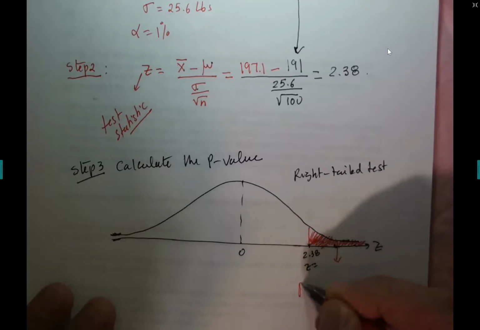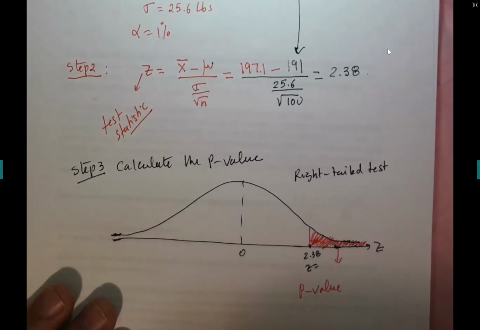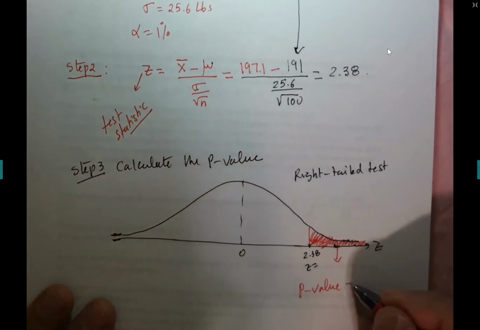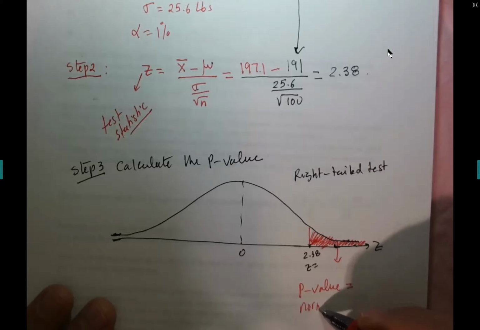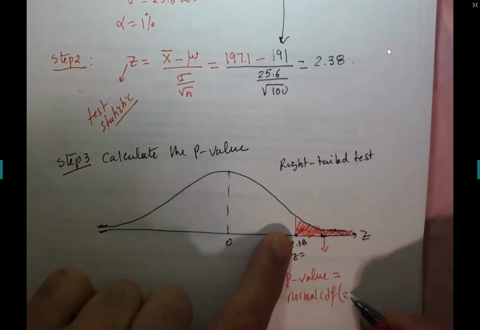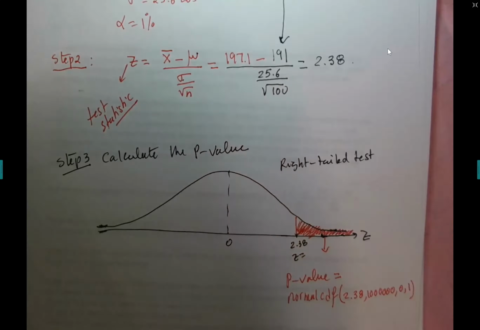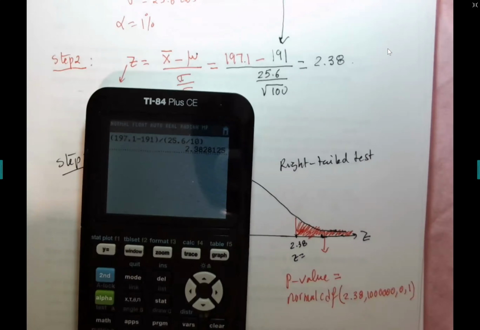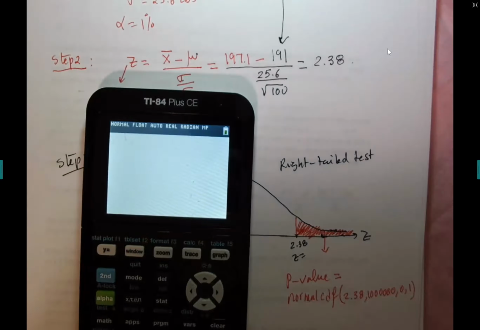Wouldn't you minus 1? Yeah, if you use the table, we're not gonna use the table. We're gonna use technology. So this is a probability, guys. Do you still remember the normal CDF? Okay, normal CDF. What's the lower bound here? 2.38. Upper bound 1,000,000 and 0 and 1. But no worry, guys. This is just temporary. We're doing it this way. It's gonna all come by itself later.